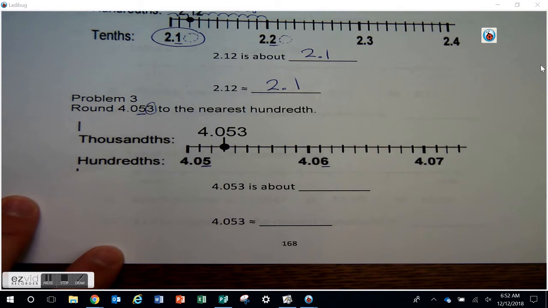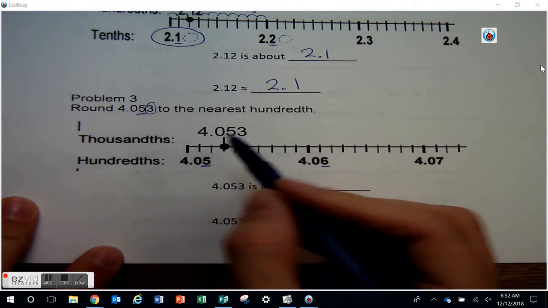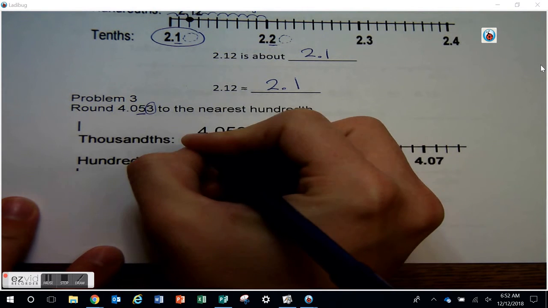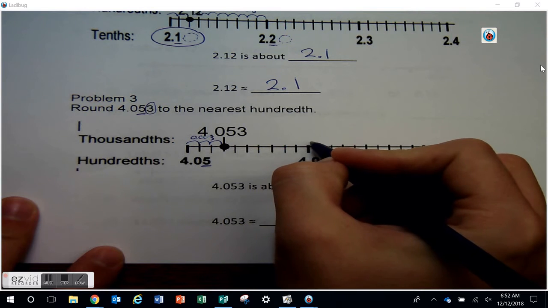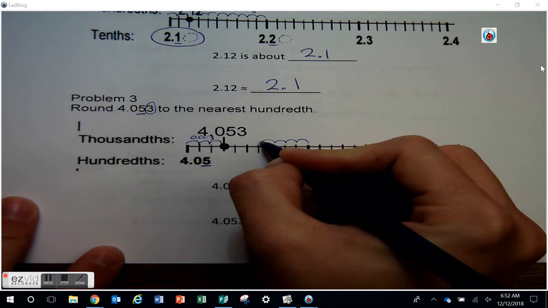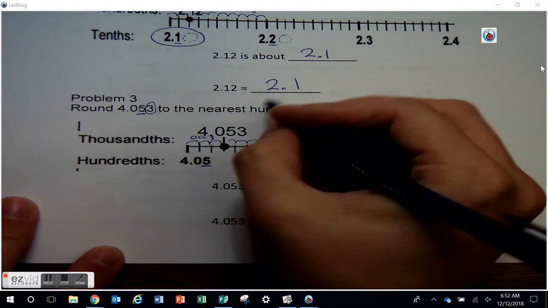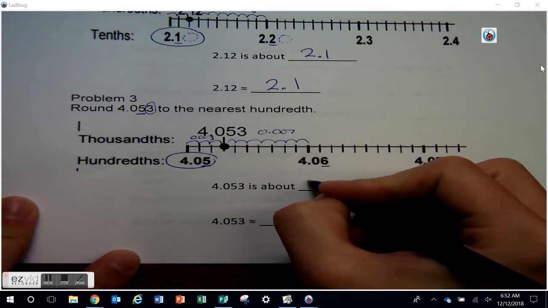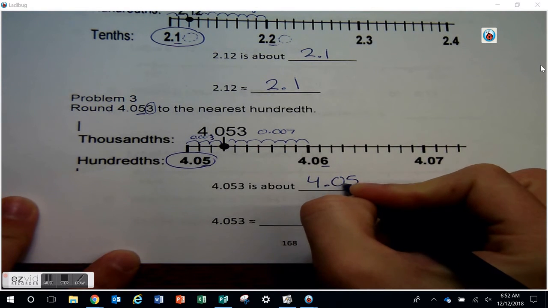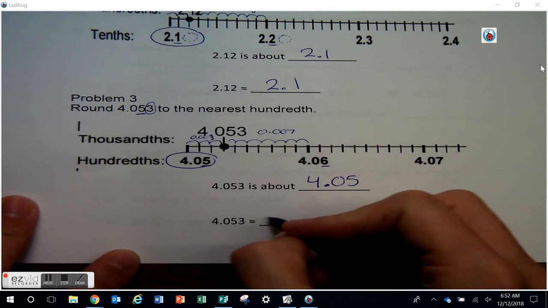Well, let's see. I can see on the number line, it's probably very obvious for us now that it's 3 thousandths away from the 5/100, and it's 1, 2, 3, 4, 5, 6, 7 thousandths away from 6/100. So I can see it's closer to 4 and 5/100. That means it's approximately 4 and 5/100.